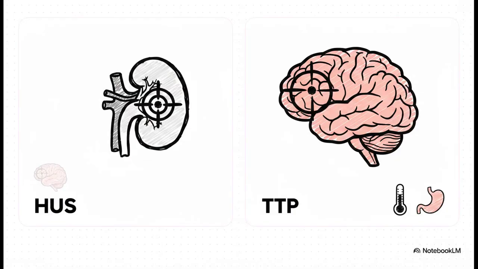So the crucial clinical point here is to be able to differentiate HUS from its close mimic, TTP, or thrombotic thrombocytopenic purpura. You do this primarily based on the dominant organ system that's involved. For HUS, it's the kidney. For TTP, it's the brain.